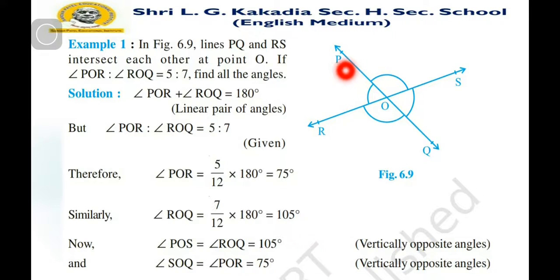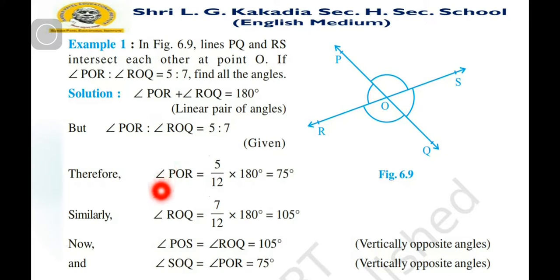Now we can see that POR and ROQ are a linear pair of angles, so their sum is equal to 180 degrees. Angle POR to angle ROQ is 5:7. Now the sum of 5 and 7 is 12. We have already studied how to find angles from their sum.